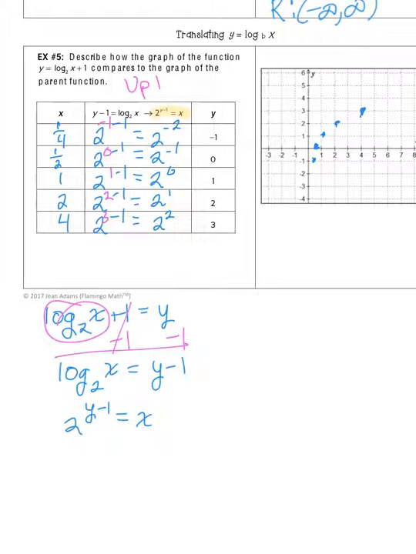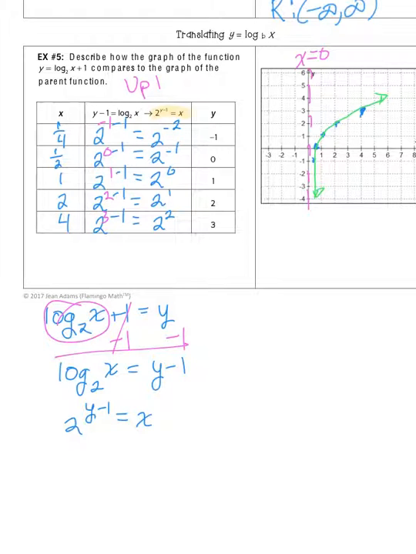And because I have a movement of up 1, my vertical asymptote of x equals 0 did not move. And I'm going to put a green line through this. And so that's what the graph of my log function is. And notice I did that without a calculator. And so now if you happened to compare this to the function above, you will notice that each of your ordered pairs has been moved up 1.